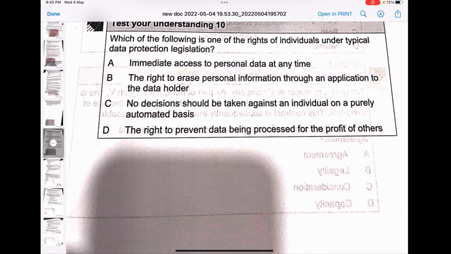The answer is C. While individuals have the right to access their personal data, this may involve a written request being made and the payment of a fee. This is unlikely to happen instantly. Application for the erasure of data may have to be through the courts. Data processing can only be prevented if it will cause damage or distress to the individual or if it is for the purposes of direct marketing. So it can't be done on an automated basis.